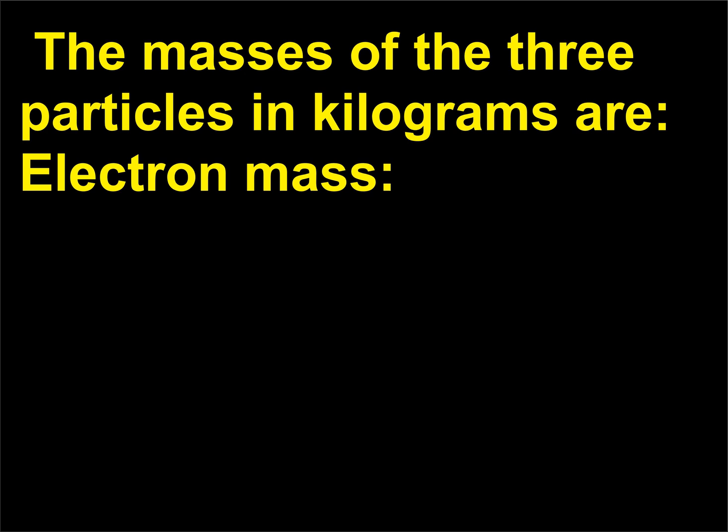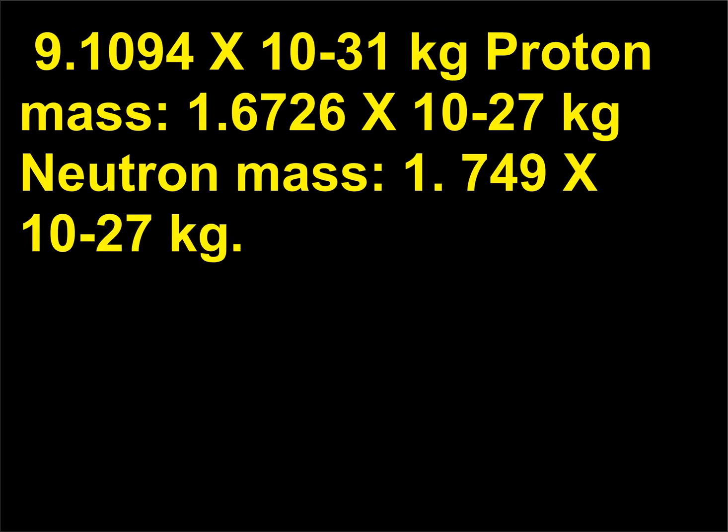The masses of the three particles in kilograms are: electron mass 9.1094 x 10^-31 kilograms, proton mass 1.6726 x 10^-27 kilograms, neutron mass 1.6749 x 10^-27 kilograms.